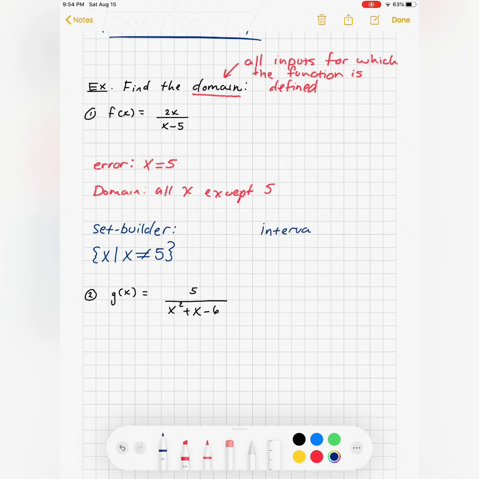Or I can write this in interval notation. For that one, it can be helpful to think about a number line. If I want to say everything except for 5, that means I have all values from negative infinity to 5, union, that means or, all values from 5 to infinity, with 5 left out, with an open parenthesis.